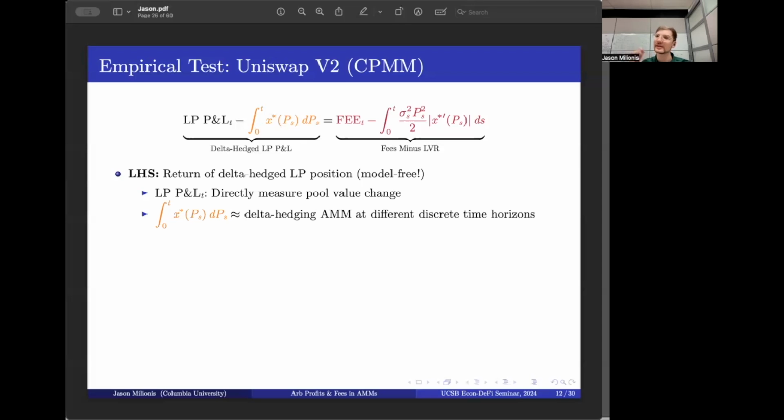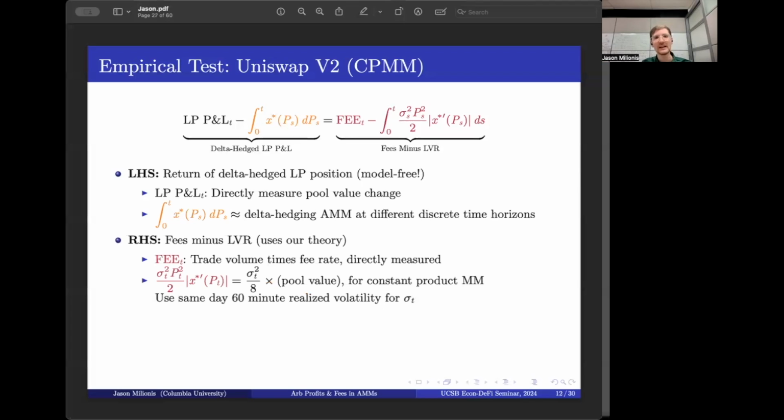And then you can also delta hedge the AMM at some different discrete time horizons. So you can look at what the price was, let's say 5 minutes later, and you can remove that from your current profit and loss. The right-hand side is going to have our model. It's going to use our theory, and it's going to be the fees minus LVR.